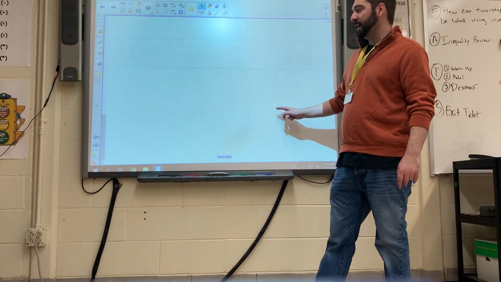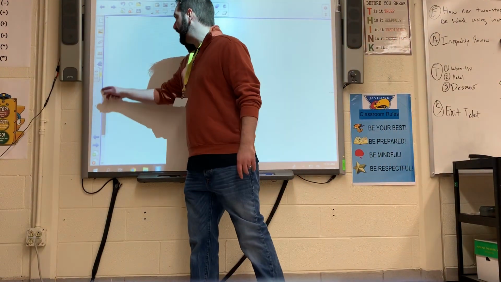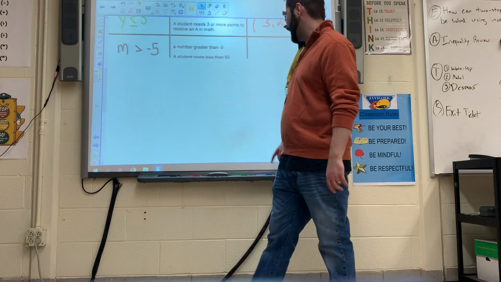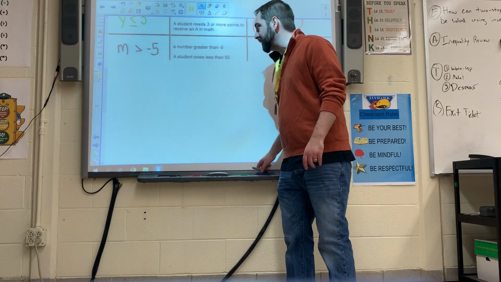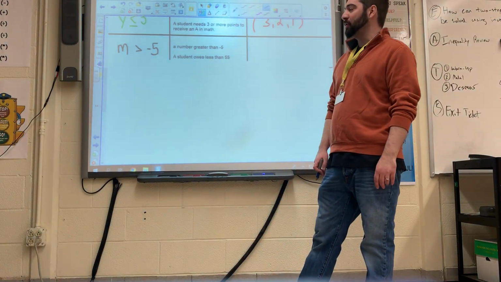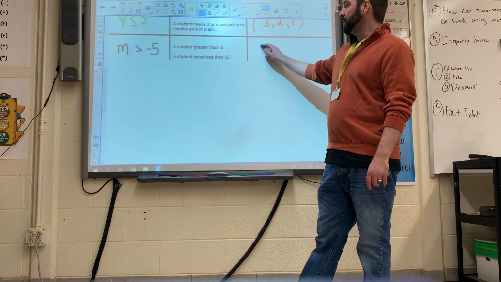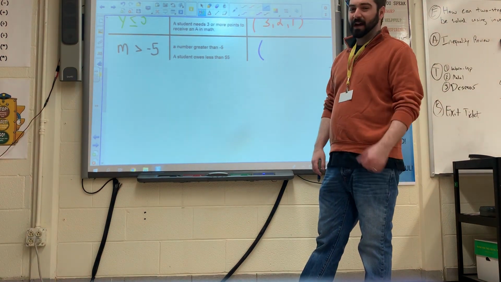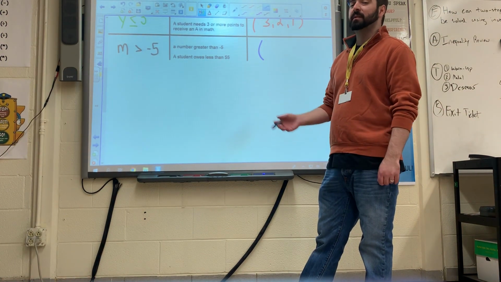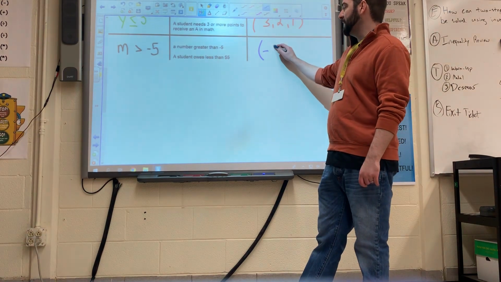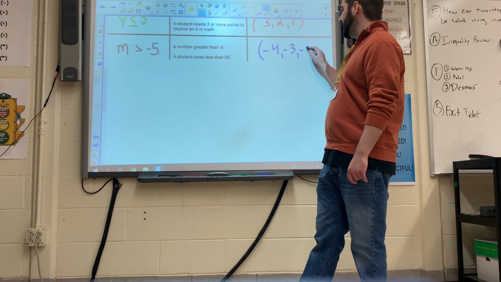Next one we have m is greater than -5. M is greater than -5, and I had a student owes less than $5. Well, since it's just greater than -5, I can't use -5. I have to use all the numbers that are greater, which run to the right, meaning -4, -3, and -2.